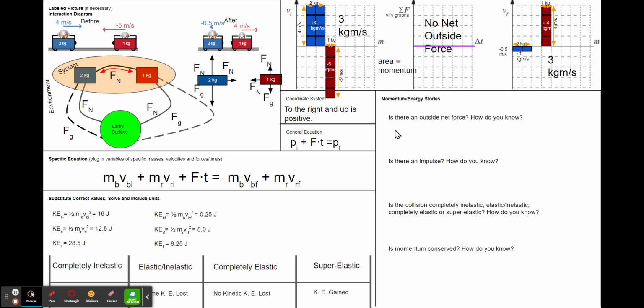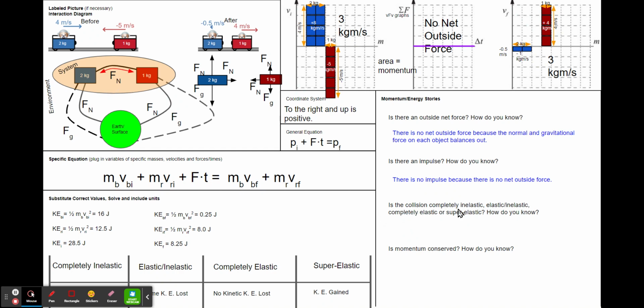If we ask ourselves, is there an outside force and how do we know? We say there is no net outside force because the normal and gravitational force on each object balances out, like we said with this normal force and that force due to gravity, and that normal force and that force due to gravity. These forces are not transferring any momentum or any net outside force into our system. Is there an impulse and how do we know? There is no impulse because there is no net outside force. An impulse is an outside force that gets placed into our system, and here we have none.